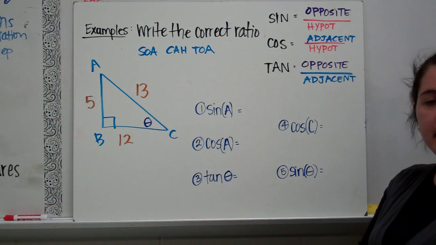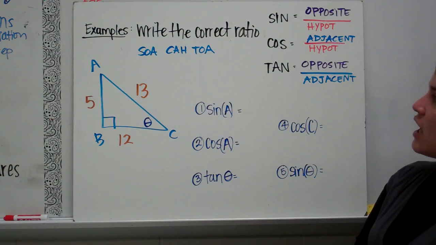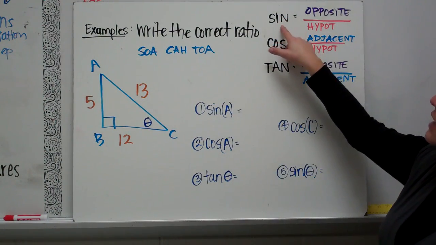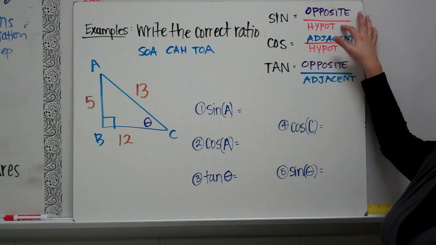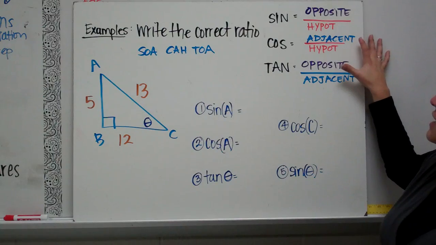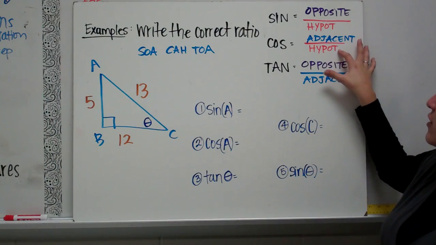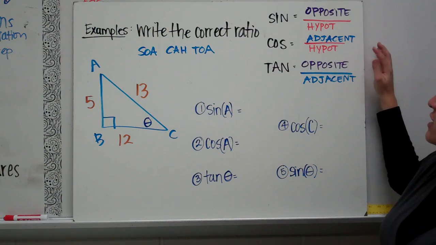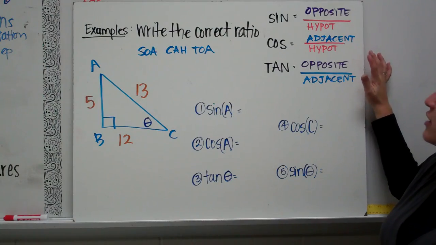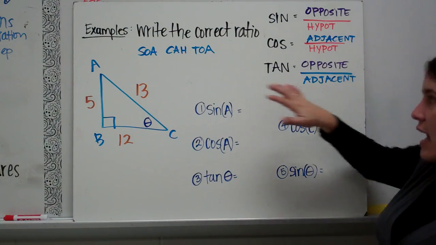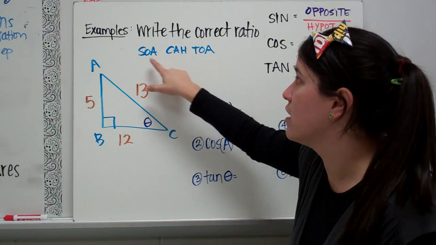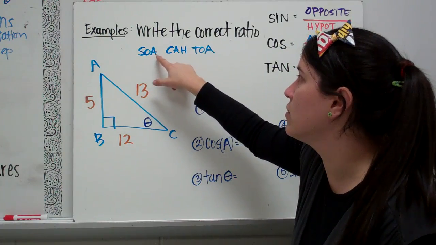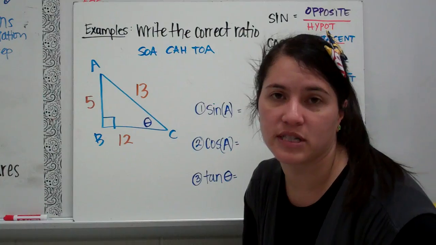Okay. And now here is the meat of it. Here are the ratios. Sine is always the opposite over the hypotenuse. Cosine is the adjacent over the hypotenuse. And tangent is the ratio of the opposite side to the adjacent side. And I wrote right here, SOHCAHTOA. That's what some people say, SOHCAHTOA.